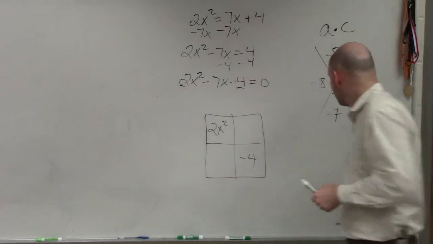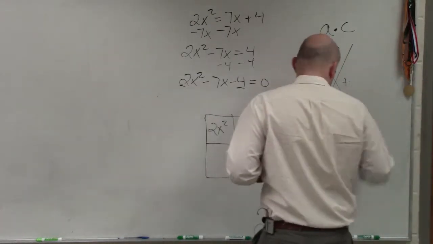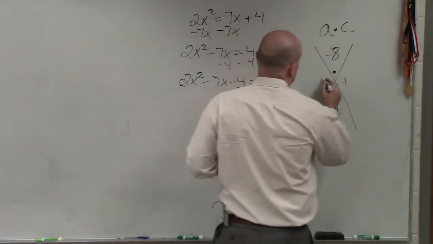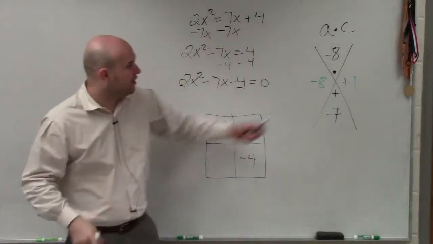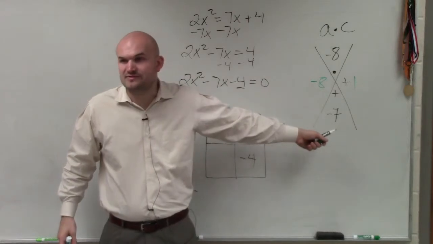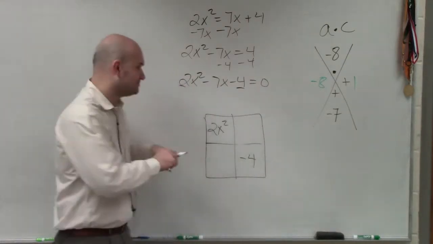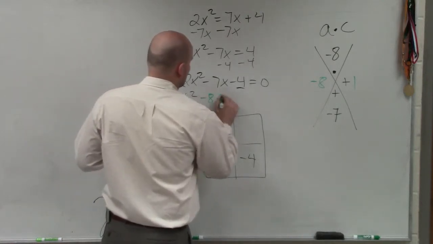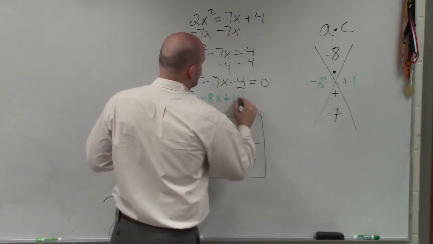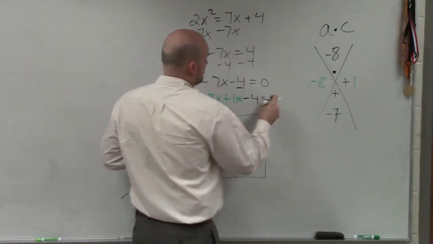So now, actually, I'm going to write these in a different color. So does everybody agree with me? -8 and 1 multiply to give you -8 and add to give you -7. Does everybody agree with that? Now, let's rewrite the equation. 2x squared minus 8x plus 1x minus 4 equals 0.